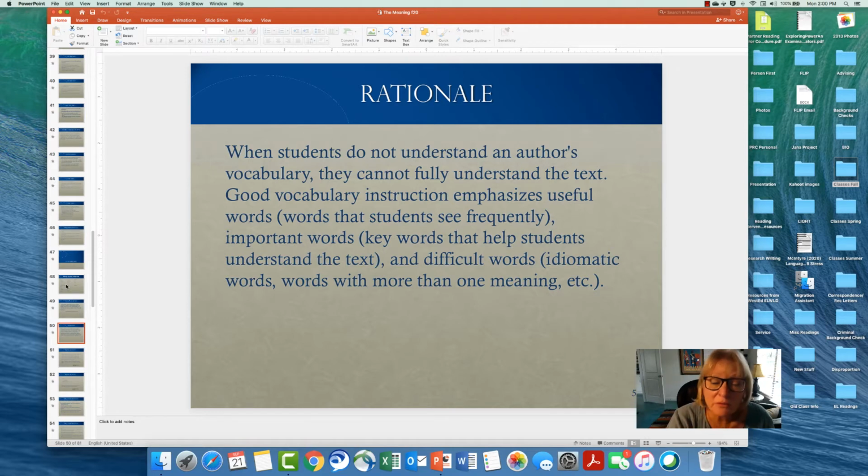So, it's important to remember that when students don't understand an author's vocabulary, they don't understand the text. And good vocabulary instruction is going to emphasize useful words, words that they see frequently, important words, which are sometimes those large key words that we talked about the other day that carry a lot of the meaning in a passage, particularly when we're talking about expository text. And then sometimes some difficult words, idiomatic words, words that have more than one meaning.